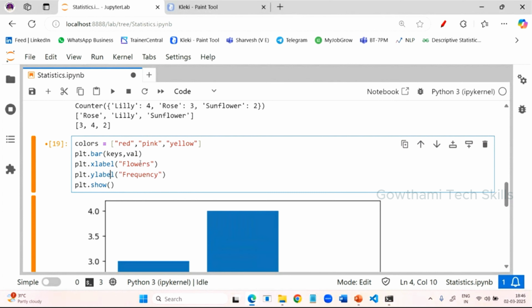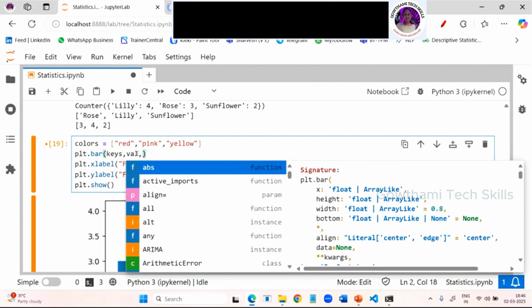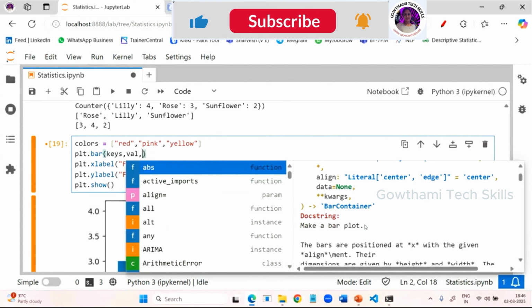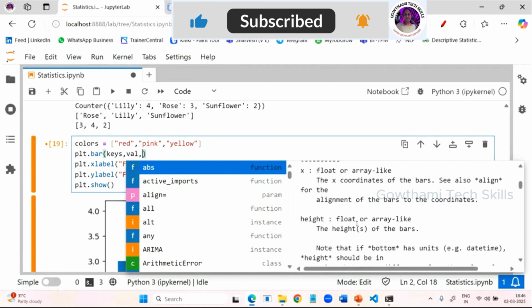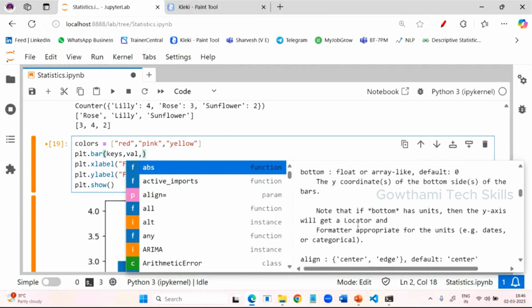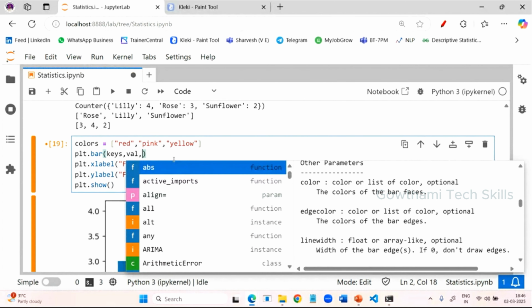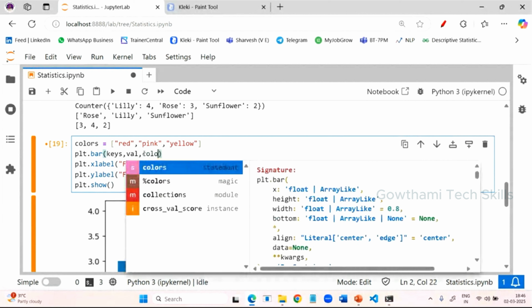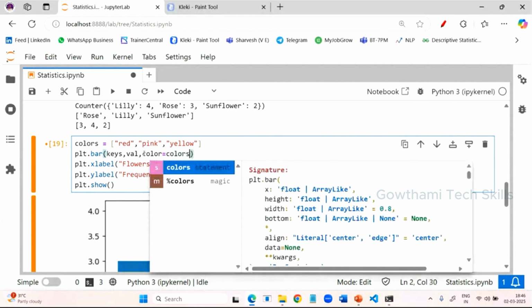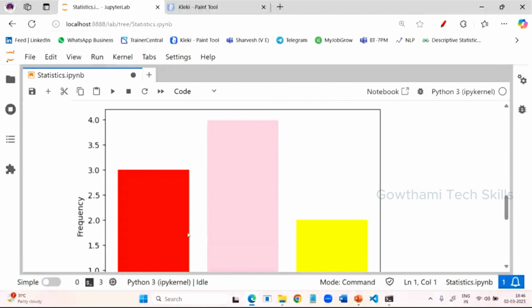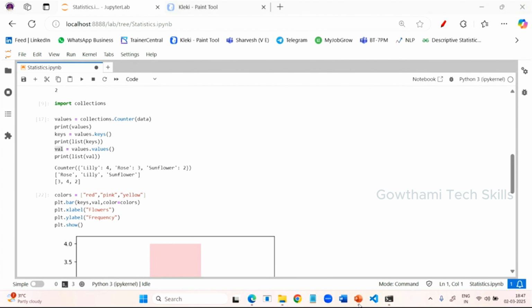So here you just pass. For giving the colors, what is the parameter or attribute you have to pass here? Just drag it down, you have to give color only. So color is equal to colors. Now you will get those colors, and those colors will be applicable for your graph. Understood this one? One more data.